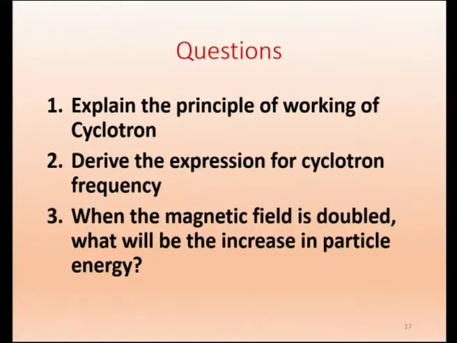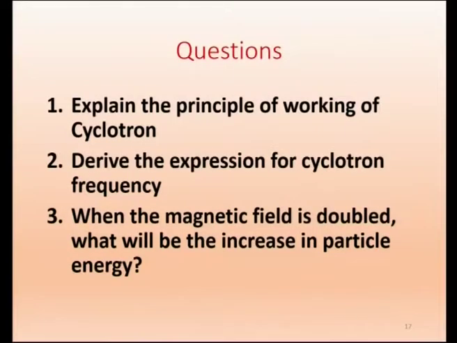So we have just a few questions. Explain the principle of working of the cyclotron. We have already been discussing that. Derive the expression for the cyclotron frequency. That frequency derivation is important and we need to carry it in mind, so that we will be able to understand the principle of the betatron and synchrocyclotron. And if the magnetic field is doubled, what will be the increase in particle energy? The increase in particle energy will be 4 times, as already stated, because the magnetic field comes in as B squared. Therefore when you double it, the energy will increase 4 times.